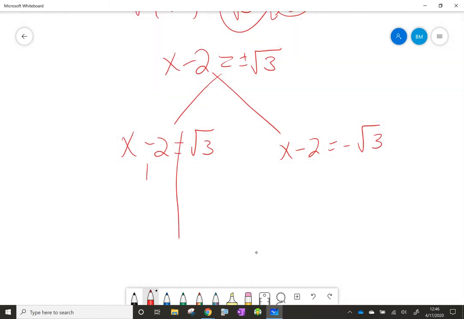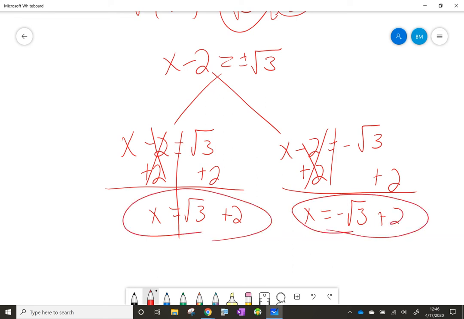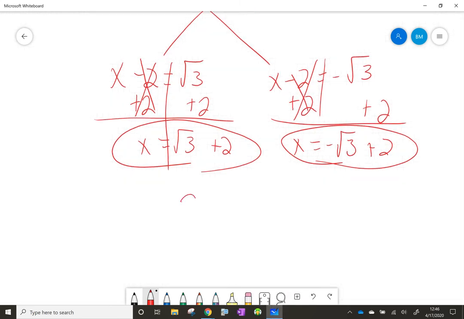And when we solve it, we'll just add 2 real quick to this side. And that 2 does not combine with the square root. It's just simply going to be x equals the square root of 3 plus the 2. When I add 2 to the other one, it's going to do the same thing. So you're going to have x equal to the negative square root of 3 and then plus the 2. So you have these two answers, a positive square root of 3 plus 2 and then a negative square root of 3 plus 2. Sometimes people like to write this instead as 2 plus the square root of 3, and this one as 2 minus the square root of 3, because those are still the same thing as before.